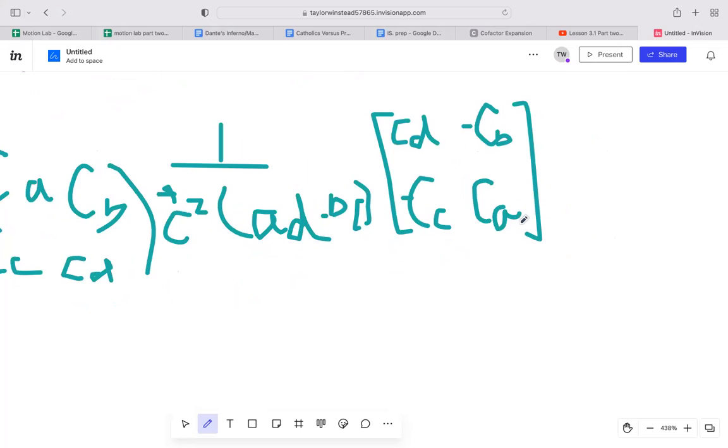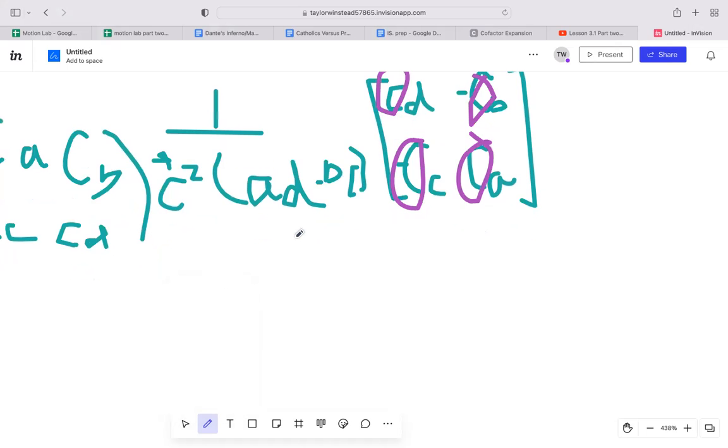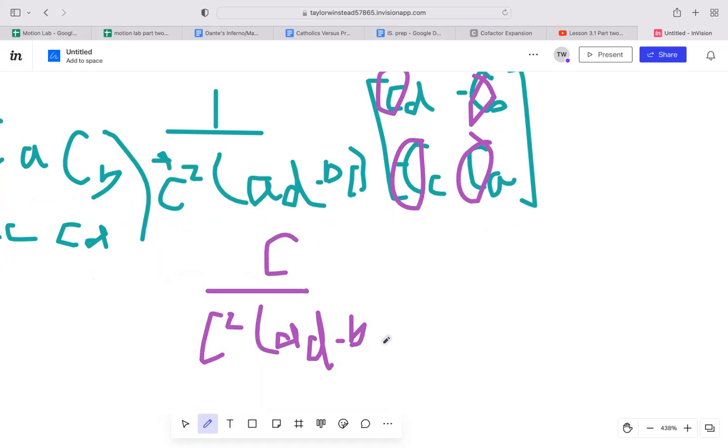Okay, so immediately what you should notice is that we can pull out C's, right? We can pull out all of these C's. And if we did, that would look like C over C squared of (AD minus BC). And please don't get the two C's confused. I know it's a little annoying, but this C is referring to the scalar. This one's referring to the component of the matrix. But anyway, D, negative B, negative C, A.